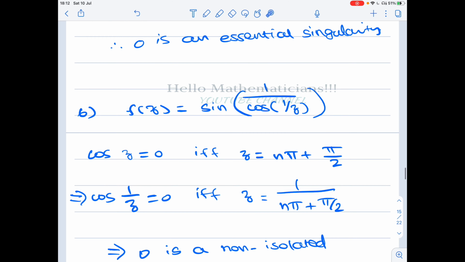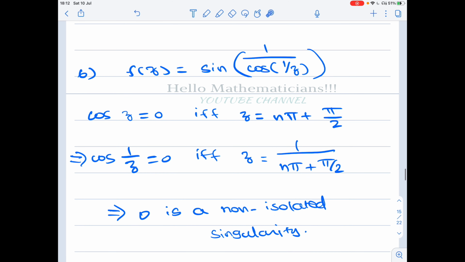Now if you look clearly, 0 is a singularity of this function, because at 0 the function is not defined, but this sequence converges to 0. 1 by n pi plus pi by 2, as n tends to infinity, goes to 0. Therefore, in whatever small neighborhood you draw around 0, at least one other singularity of this form will also be there. Actually, there will be infinitely many such singularities.